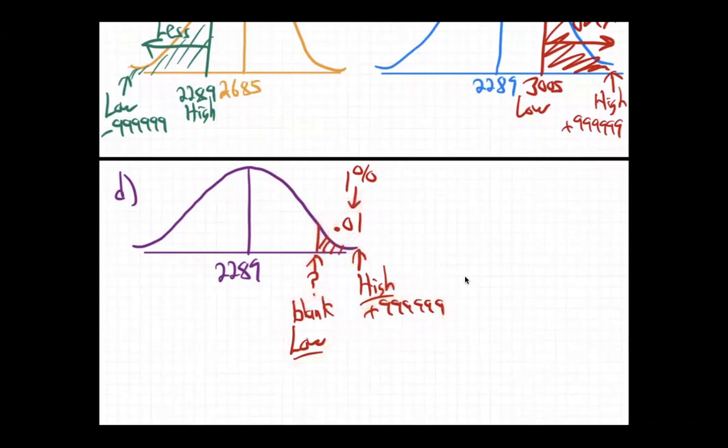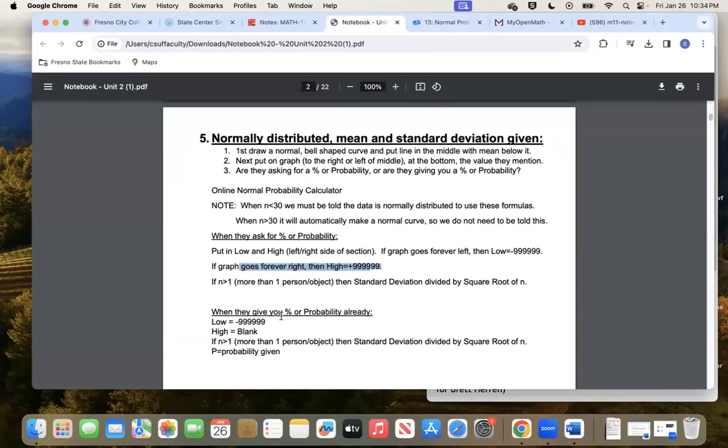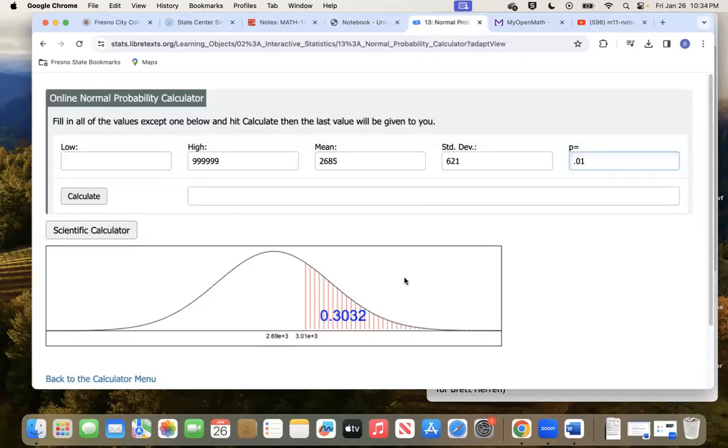So we go to the calculator. We're going to go from a low, we're going to leave that blank, to a high of 5.9. The mean and standard are the same. P is 0.01. Before I hit calculate, let me show you the notes. So in the notes, when they give you a percent, oh yeah, it's not going to fit. This is a special case. Never mind. Don't even look at those notes. This is a special case. Maybe I should update those notes. I don't know. All right.